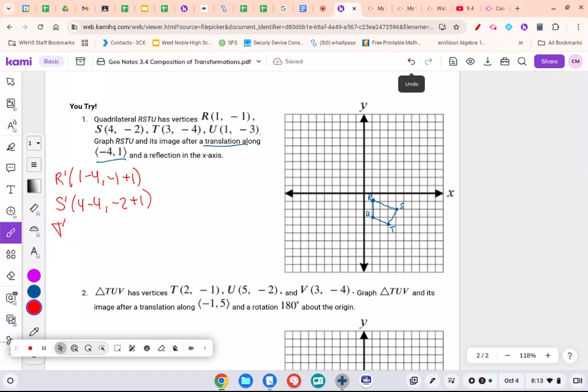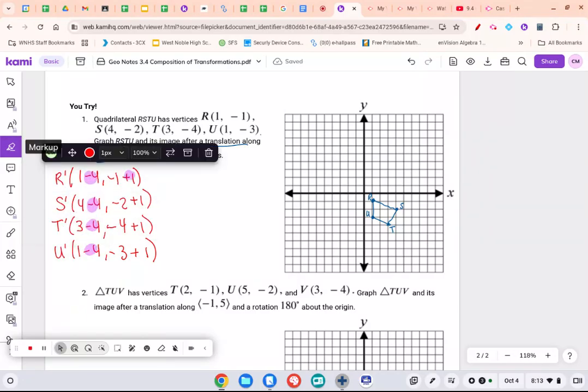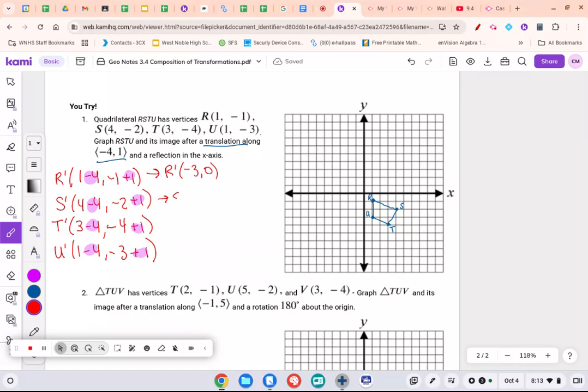T prime is 3 - 4, and -4 + 1, and U prime is 1 - 4, -3 + 1. Notice on each of these my vector is in each coordinate. That's important. Okay, simplify these. R prime is -3, 0. S prime is 0, -1. T prime is -1, -3. U prime is -3, -2.